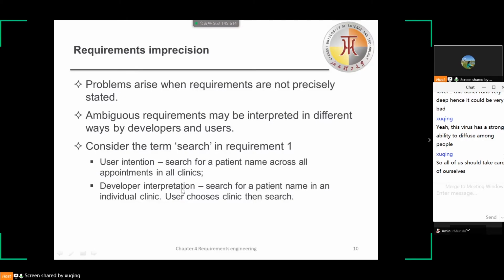However, this is not explicit in the requirement. And for us, system developers, we may interpret the requirement in a quite different way, and we may implement a search so that the user has to choose a clinic, then carry out the search. This obviously will involve more user input and so take longer. You see, we create rather big problems if we don't make the requirements precise.